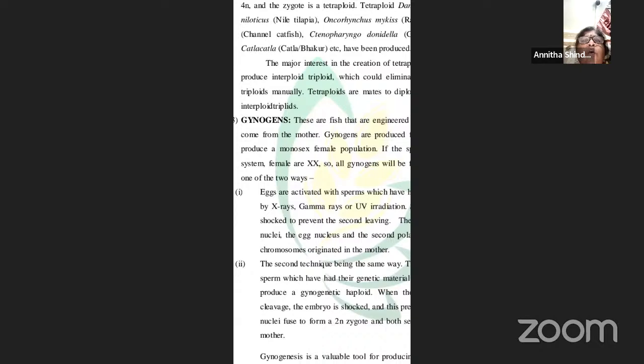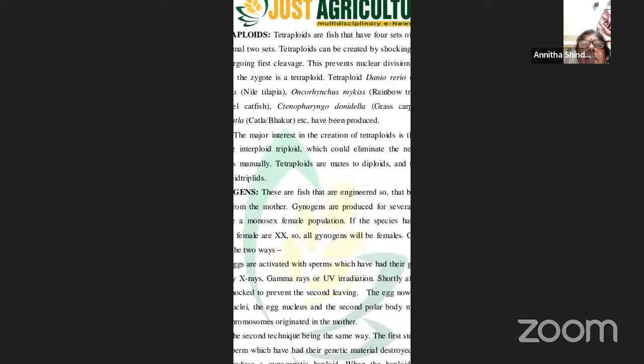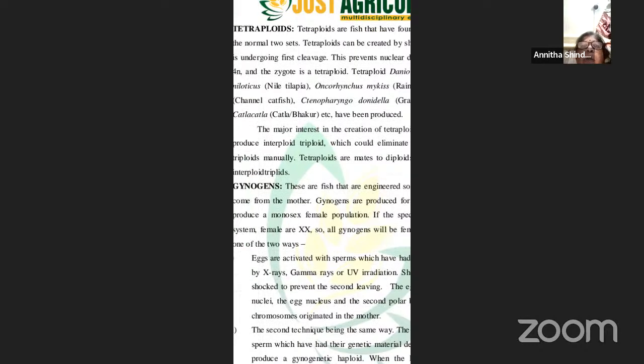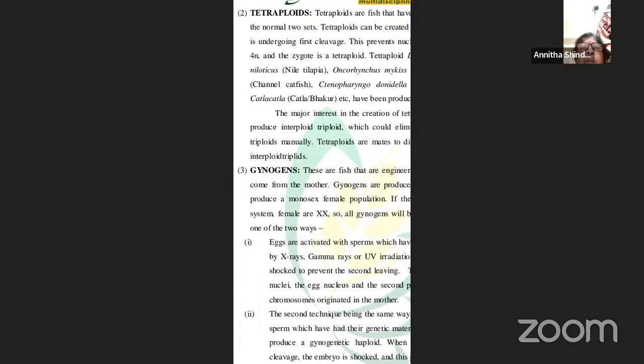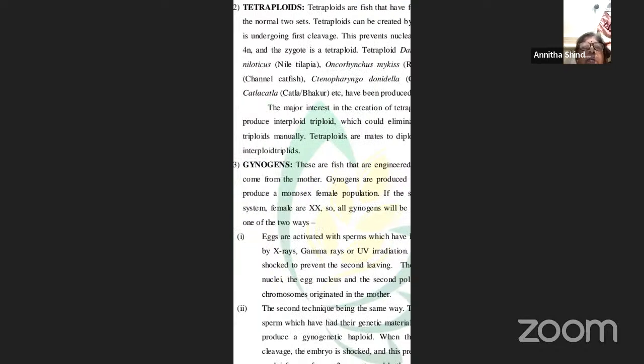So now you got the tetraploid. Why do you want to go for the production of tetraploids? They are saying that it can be used to produce inter-ploid triploids. If you produce these inter-ploid triploids, there is no need to go for the production of triploids manually. So tetraploids are mated to diploids, and the result you get is nothing but inter-ploid triploids. So this is about the tetraploids.